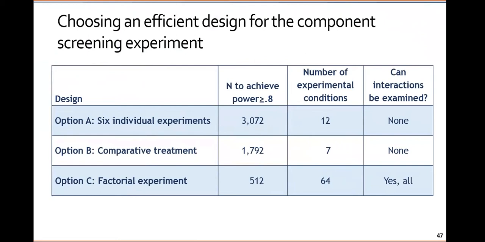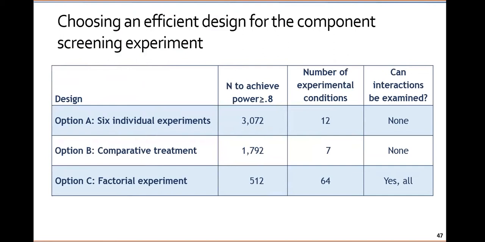Of course, the downside is that 64 experimental conditions would be required. We're going to come back to that. And you can look at all interactions. Any possible interaction up to the six-way interaction could be examined in this design.